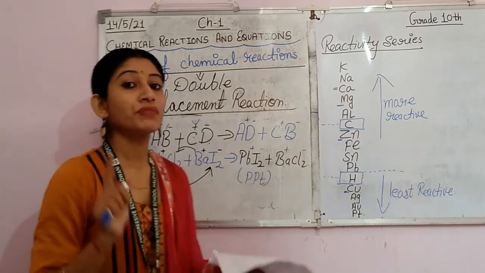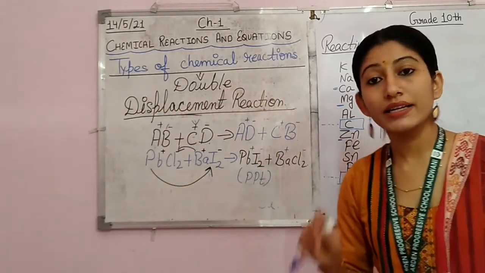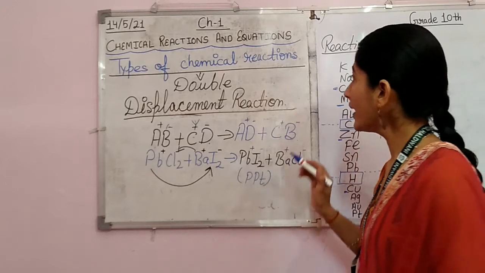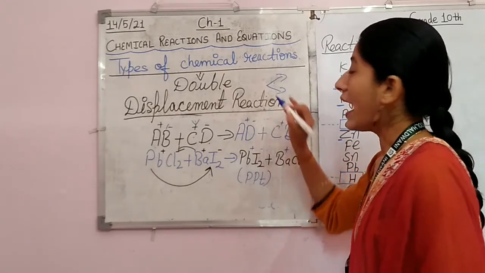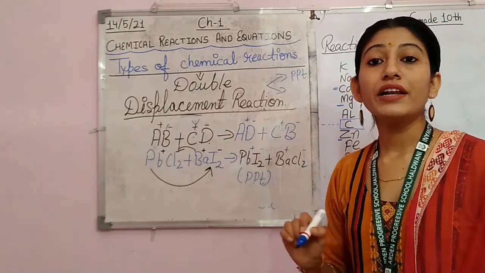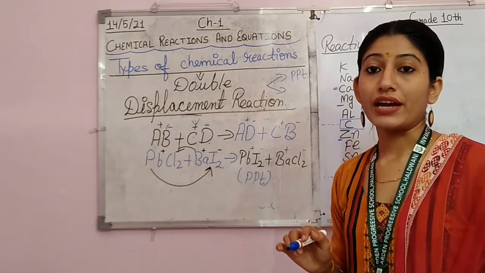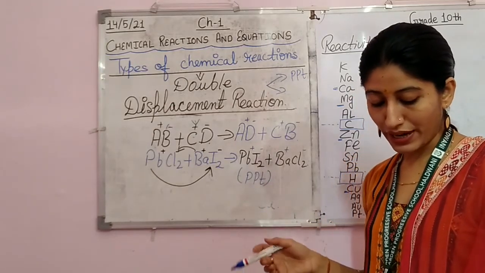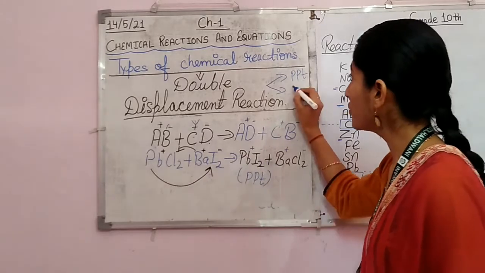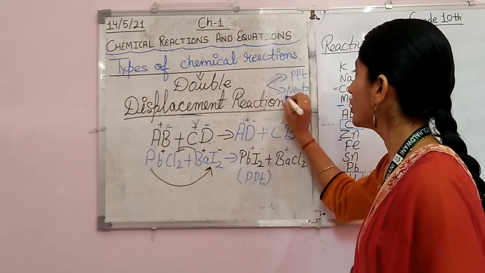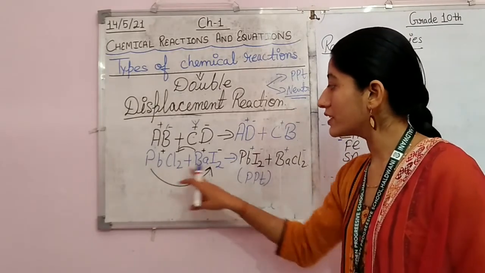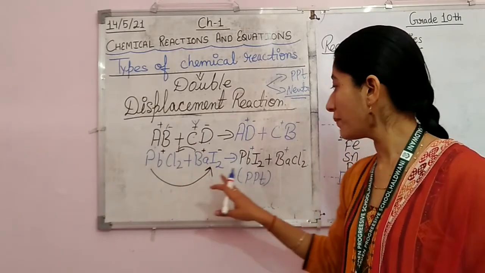Okay, from here, students, I want to make another thing clear: whenever a double displacement reaction takes place, there are two conditions. Either the product formed will be a PPT, or it will form a neutralization reaction. PPT means an insoluble substance will form, or neutralization will take place and a neutral substance will form. As this reaction is a double displacement reaction, here you have seen that a PPT is formed.